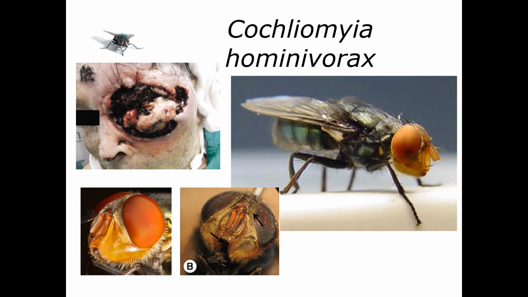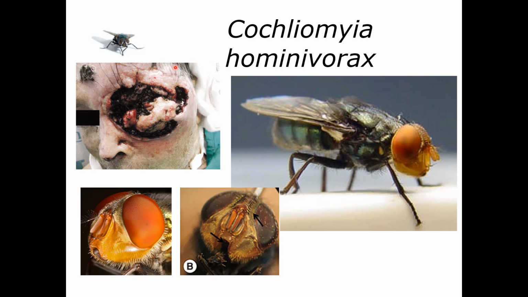Now, this species is infamous. This is because it causes primary myiasis. Primary myiasis is the feeding on living tissue of humans and animals. And this is a native U.S. species, but it was eradicated from the United States in 1966 because of its tendency to cause primary myiasis.